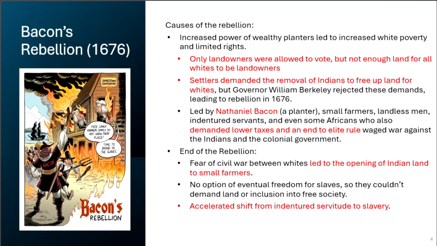Okay, let's talk about this rebellion. Who was Bacon and what sparked this uprising? Well, beneath Jamestown's economic success, there were social tensions that were simmering. Wealthy planters held most of the land and the power, right? Leaving poor whites with few opportunities.